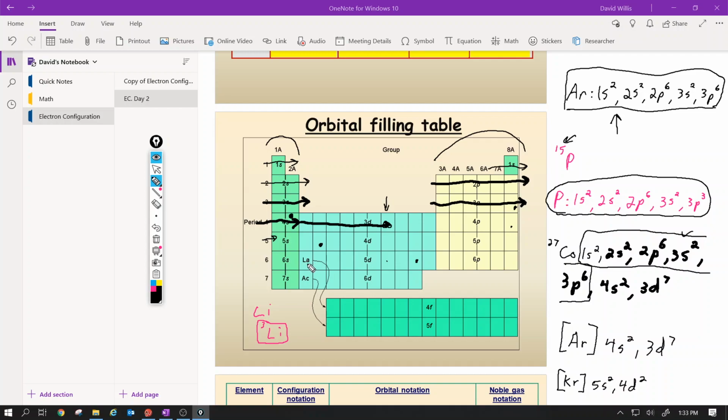Well, here's the thing. You would do 6s2, and then you would do 4f14, and then you would do 5d9. Because you see that from there you actually have to loop down and catch that little section before you come back to do the rest of the d's. So to get, what is that? Mercury? You do xenon, and then 6s2, 4f14, 5d10.